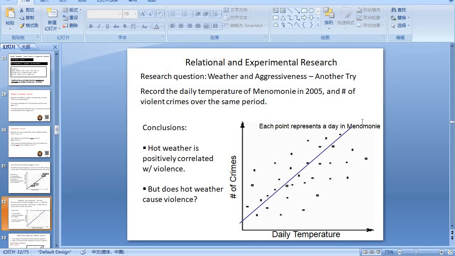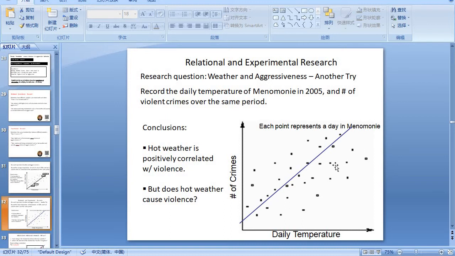Now, can you draw the causal conclusion that it is hot weather that causes people to be more violent and commit more crimes? The answer is still no. Still no. There are still uncontrolled variables in the data.